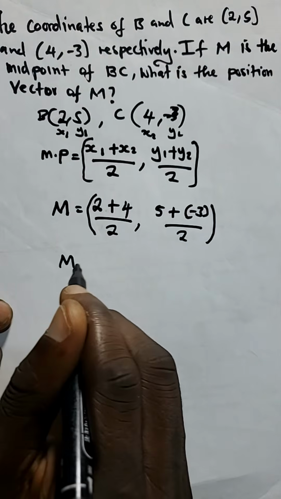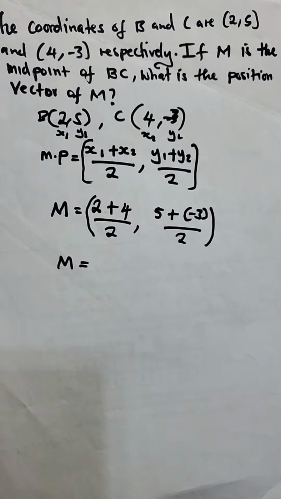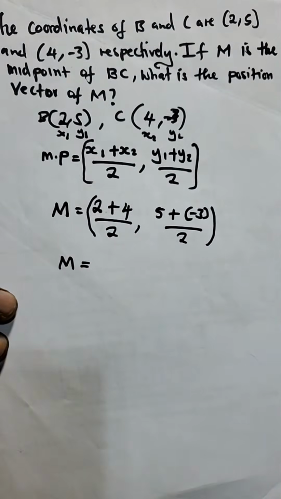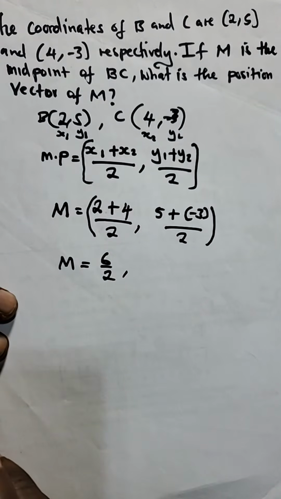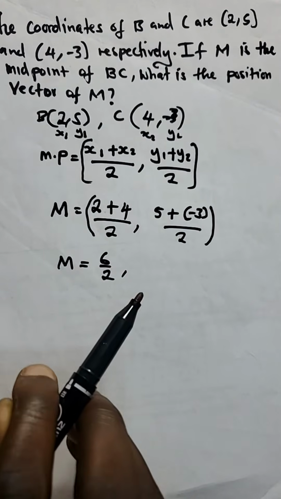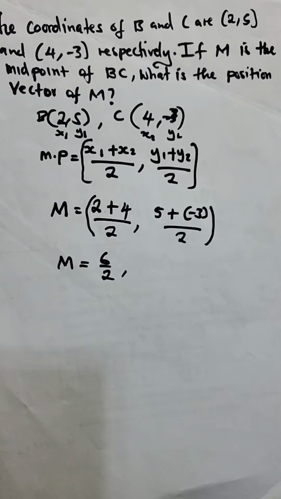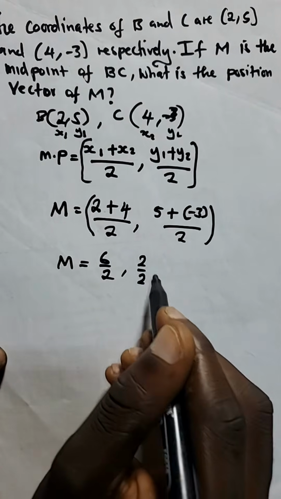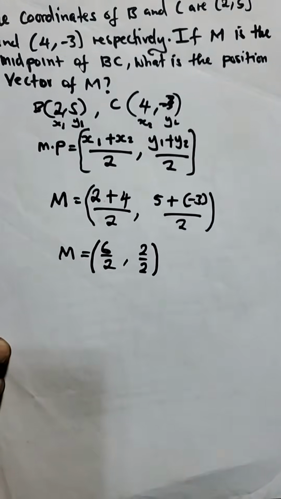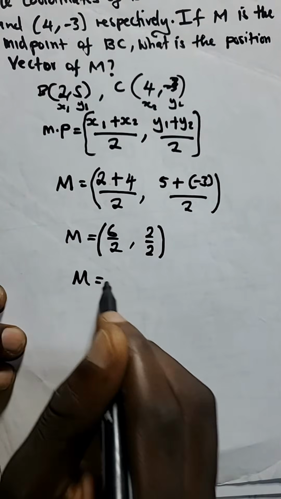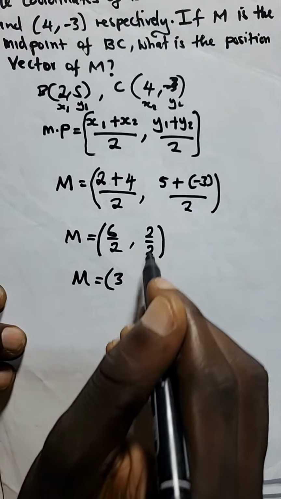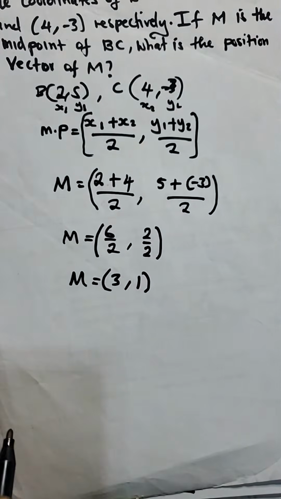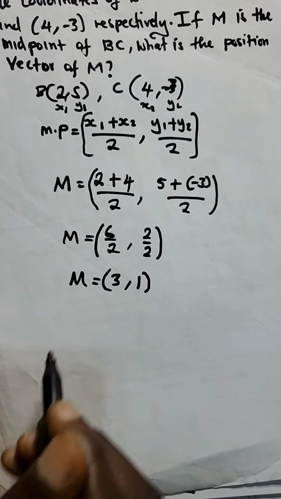The midpoint is equal to, what is 2 plus 4? 6 over 2, comma, what is positive times negative? It is negative. So in other words, here it is just the same as 5 minus 3, which is 2. So we have 2 over 2. Now we can still divide here. So 2 into 6 is 3, 2 into 2 is 1. So in terms of midpoint, this is the answer here.